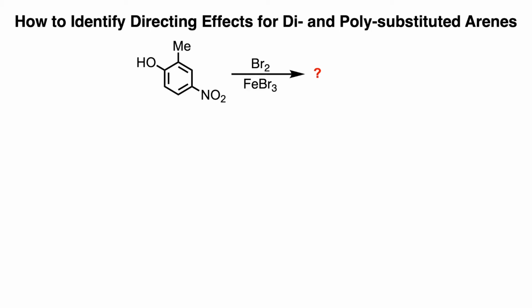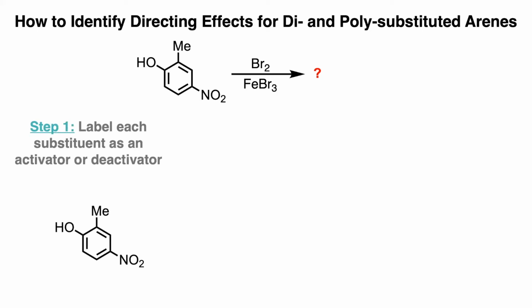We know that this reaction should replace an aromatic hydrogen with a bromine atom, but we don't know exactly where the best position is to place that bromine atom. So to determine the most reactive position for an EAS reaction to occur, you're going to follow these 3 steps.